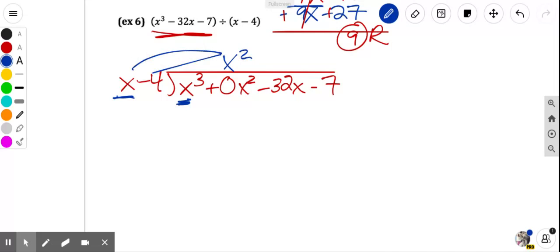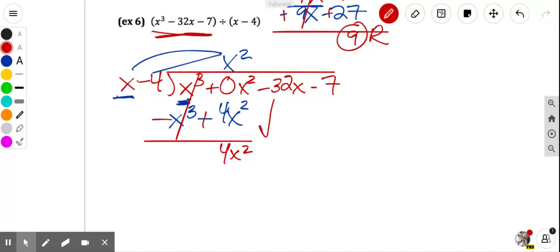x squared times x is x to the third. x squared times negative 4 is negative 4x squared. We're subtracting, so change both signs and then combine. These are gone. 0x squared and 4x squared is going to be 4x squared. Bring down the next term.